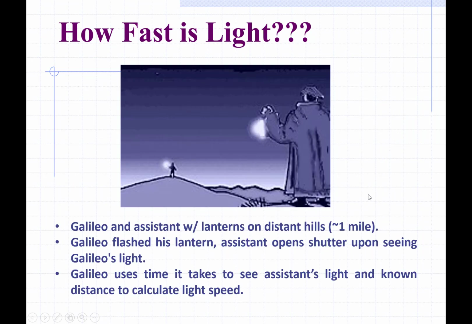Light is very fast, much faster than sound. And measuring the speed of light is difficult. There's a story about Galileo attempting to measure it. He took his assistant on 2 distant hills about a mile apart, and they each had lanterns. He flashed his lantern to the assistant, and when the assistant sees the light from Galileo's lantern, the assistant will flash their lantern. When Galileo sees the light from the assistant's lantern, Galileo measures the time it took for that light to travel to the assistant and back, and the known distance to measure how fast light traveled.